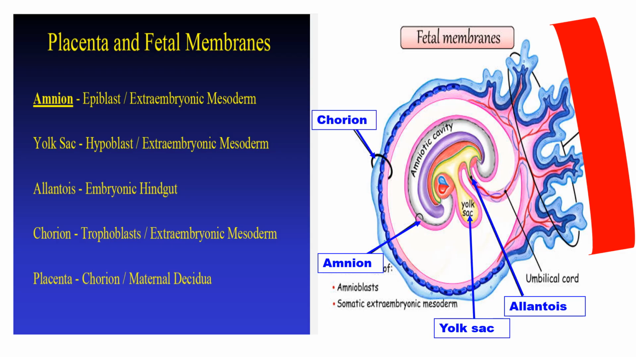Chorion is derived from the trophoblastic cells and extraembryonic mesoderm. The trophoblast which forms the chorion is cytotrophoblast and syncytial trophoblast. Lastly, coming to the most important part, that is the placenta, which has a fetal portion derived from chorionic frondosum and a maternal portion derived from the maternal decidua, that is the decidua basalis.